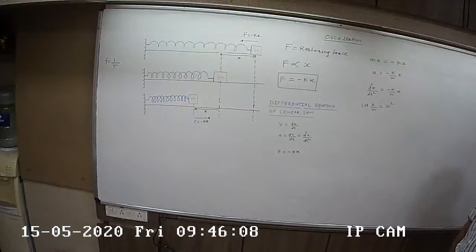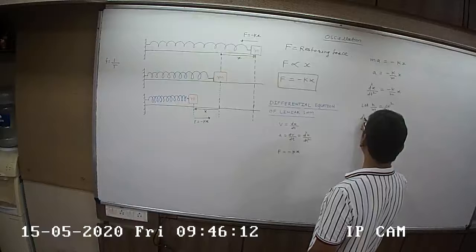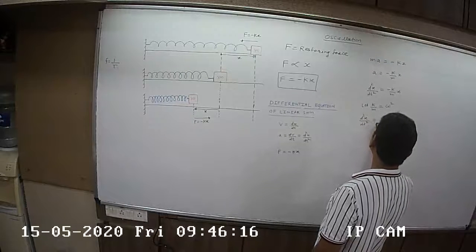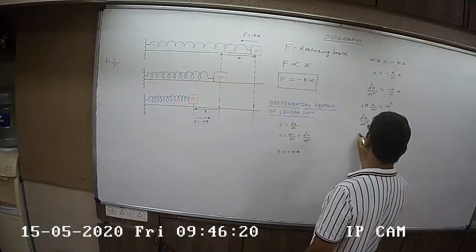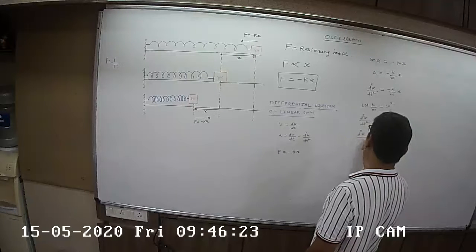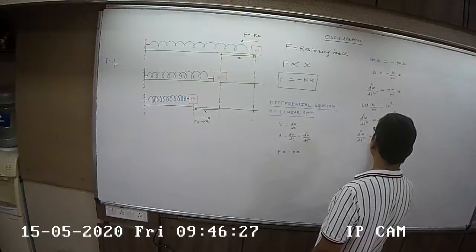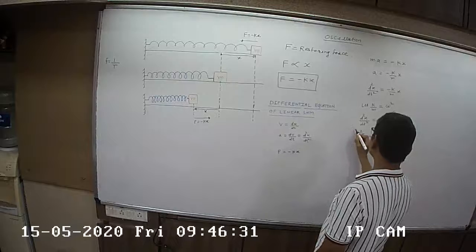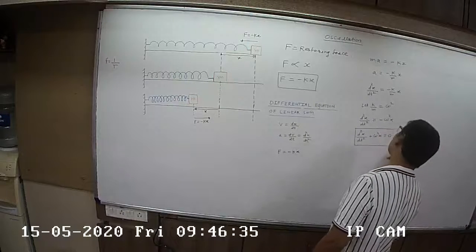You can equate. So this equation can be written as d square x upon dt square is equal to minus omega square x. So if I take minus omega square x to the left hand side, plus omega square x is equal to zero. This is called the differential equation of linear SHM. Very important.